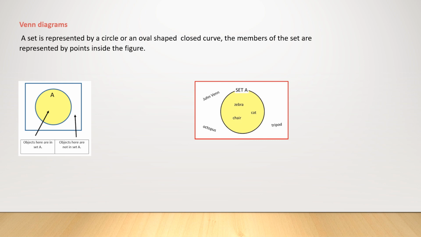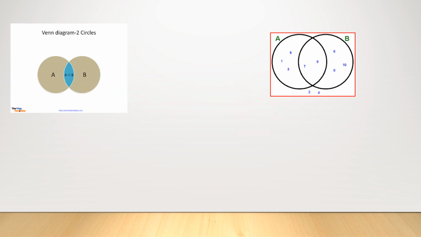But the terms like John Venn, octopus and tripod are outside the circle, so they are not the members of the set A. In the given diagram of two circles, we can see that A and B are overlapping over each other. The middle portion represents the common element between A and B.